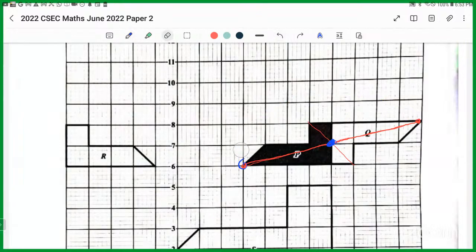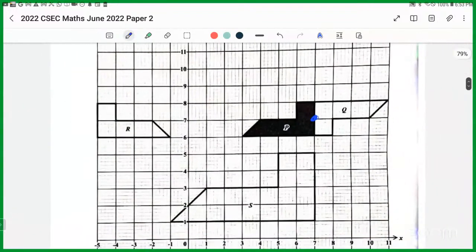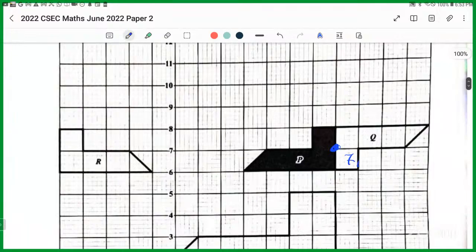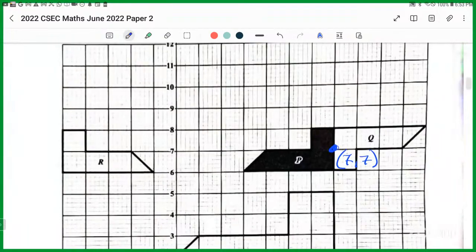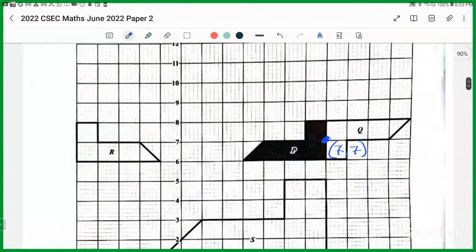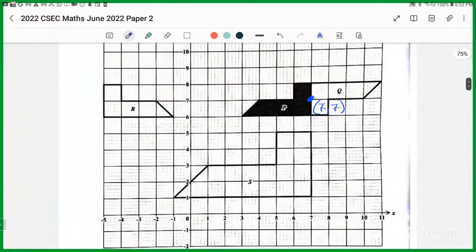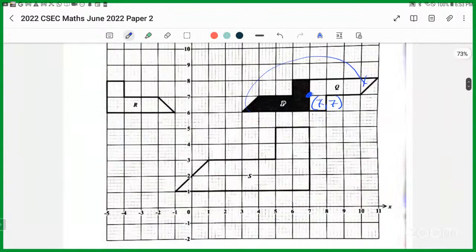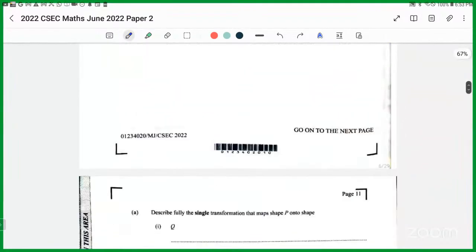Because I want to join a 180-degree rotation, we could do it that way. So the center of rotation is that point that is in blue, and we need to use that as a part of the description. What are the coordinates of that point? It is 7, 7. We're going to say it's a 180-degree rotation about the point 7, 7. Clockwise or anti-clockwise? We're just going to say clockwise. It doesn't matter, because for a 180-degree rotation, clockwise or anti-clockwise is the same result. Anyone who uses it is going to get the mark.